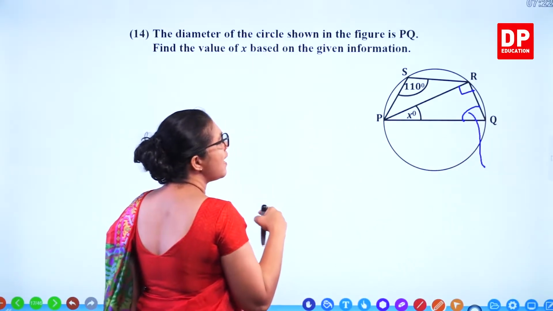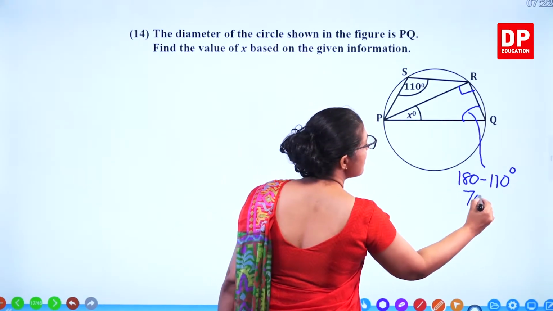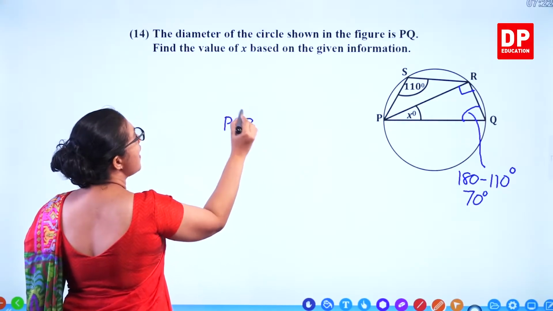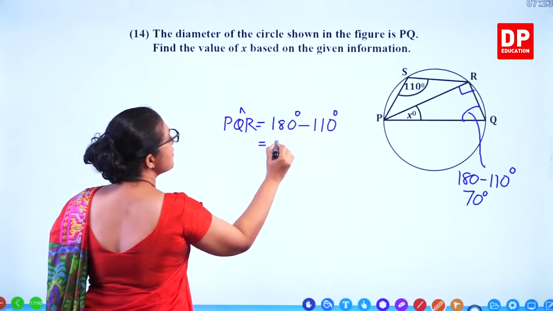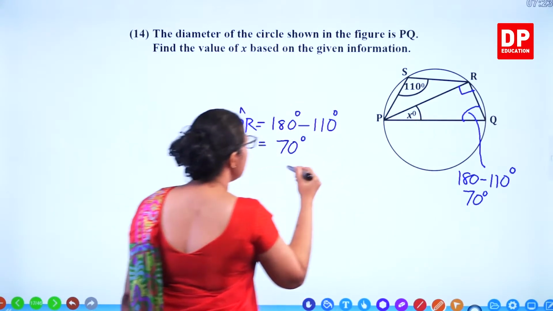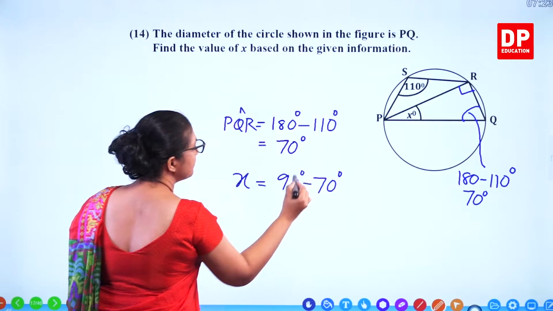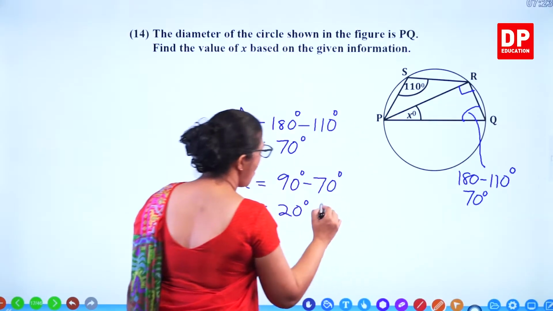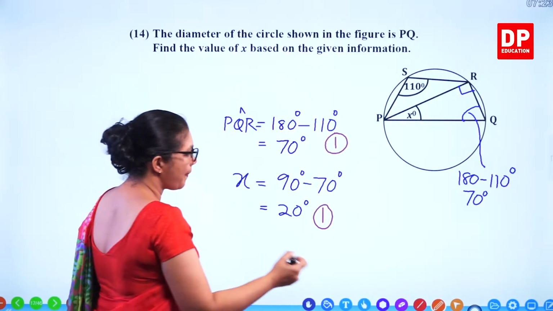So how do you find this angle? 180 minus 110. That's 70 degrees. So you can write PQR angle is 180 minus 110. That's 70 degrees. If this is 70 and this is 90, so what's x? 90 minus 70. That's 20 degrees. So you get 1 mark here and 1 mark for the method.